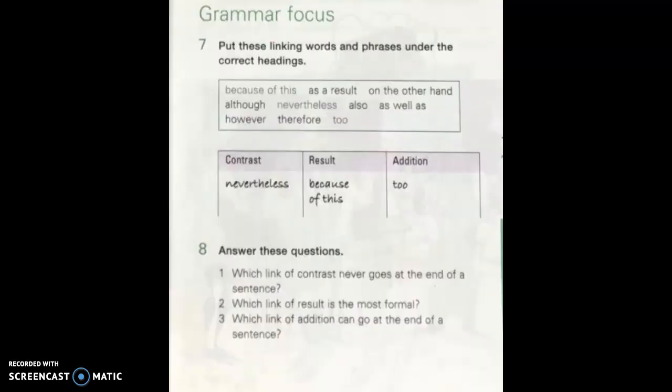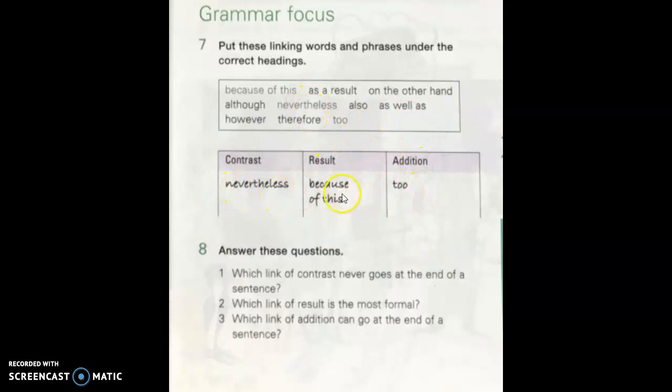So now that they've completed the sentences from the listening, they have these linking words and phrases in context. They have them in a sentence relating to a topic that they've already thought about and discussed. So now we're going to analyse these more closely. So number 7 says, put these linking words and phrases under the correct headings. So we've got 3 headings. We've got contrast, result, and addition. And these are the linking words and phrases that we want them to put into the correct column.